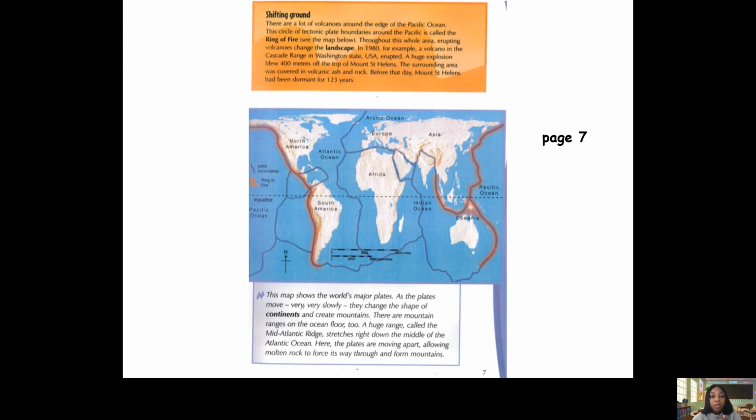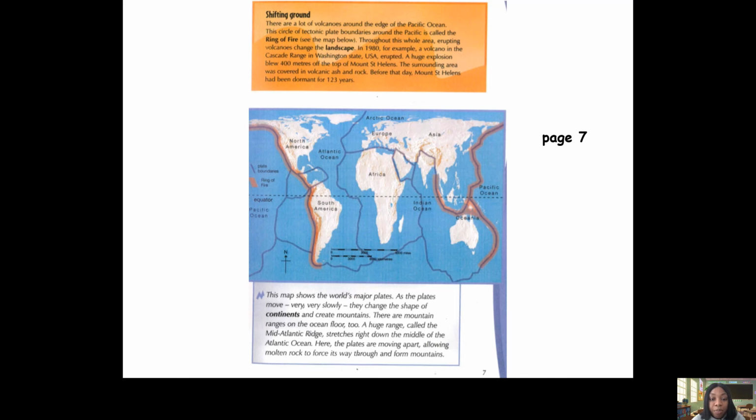So shifting around, I'm going to read this box and then we're going to look at the picture and then you're going to read this at home. Shifting ground, that's the subheading of this paragraph. There are lots of volcanoes around the edge of the Pacific Ocean. This circle of tectonic plate boundaries around the Pacific Ocean is called the Ring of Fire. So you can see the Ring of Fire is this orange, where the orange lines are. And that's where all the tectonic plates boundaries are.